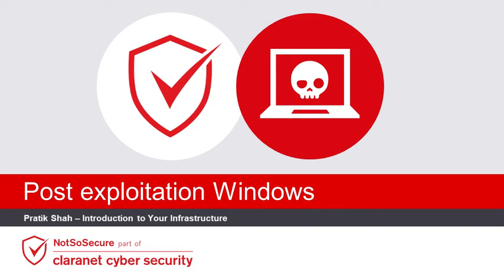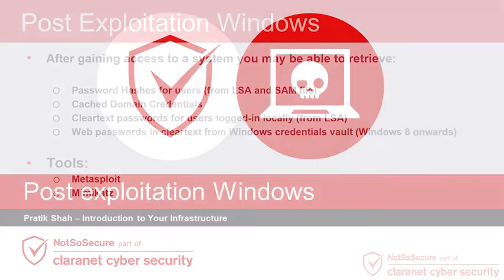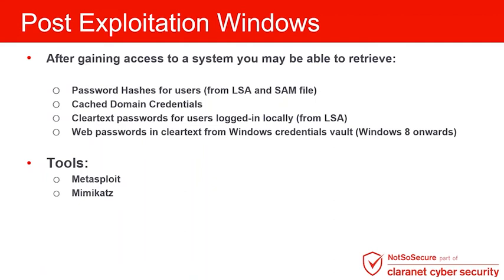The post-exploitation part on Windows. Once you have a higher privilege, what are the next things which you would be looking at? Whenever we talk about Windows post-exploitation, after gaining a system level privilege on the box, you can look for cached domain credentials, you can look for clear text password for users who are logged in locally or remotely.